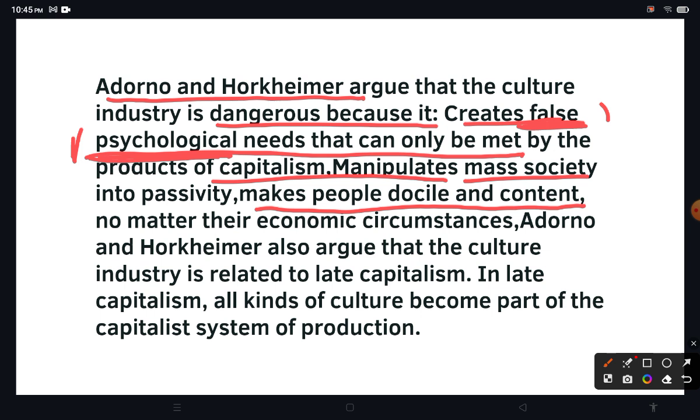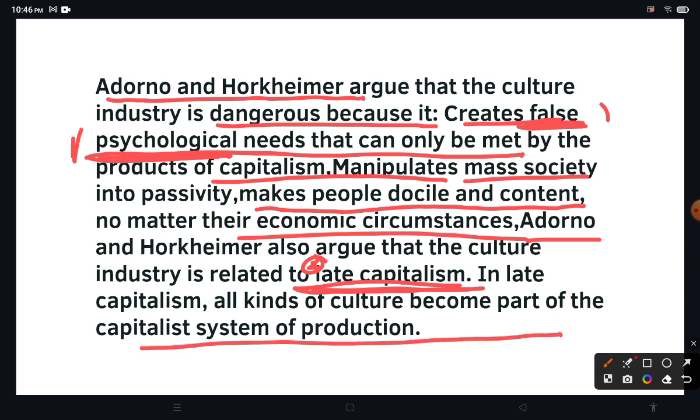So this makes the false psychological needs, and Adorno and Horkheimer talked about how they create false psychological needs, that you think only this thing can make you happy, only this mobile, only these gadgets, only this dress, only this thing can make you happy. So you cannot be content in your life, no matter your economic circumstances. Adorno and Horkheimer also argue that the culture industry is related to late capitalism. This is an important point. In late capitalism, all kinds of culture became part of the capitalist system of production.